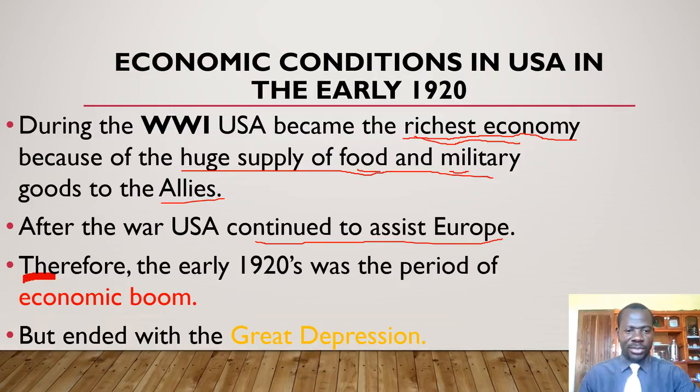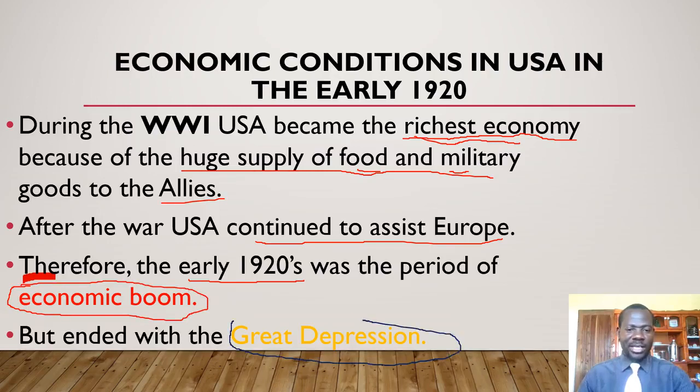The period in the early 20s was referred to as the period of economic boom. But this economic boom ended with the Great Depression in the late 1920s. So in the early 20s, there was economic boom, and in the late 20s, there was the Great Depression.